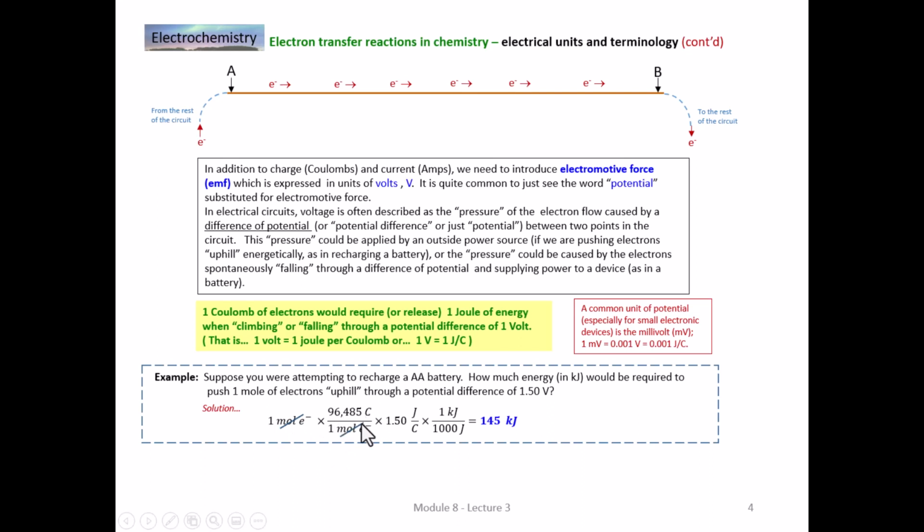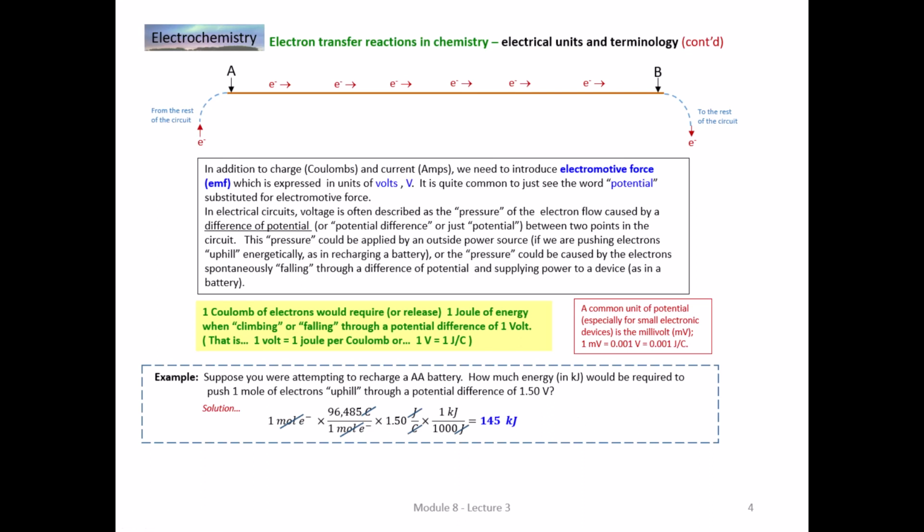96,485 coulombs. We want to push this through a potential difference of 1.5 volts, which would require 1.5 joules per coulomb, and we'll convert joules to kilojoules. So we find out that we would need 145 kilojoules of energy to push 1 mole of electrons energetically uphill through a potential difference of 1.5 volts. This would be the work we'd have to do to recharge that battery.